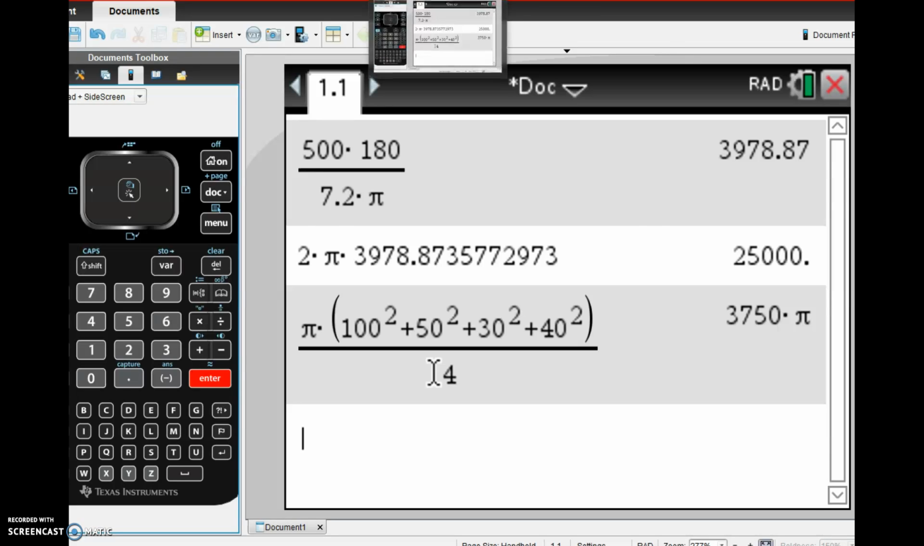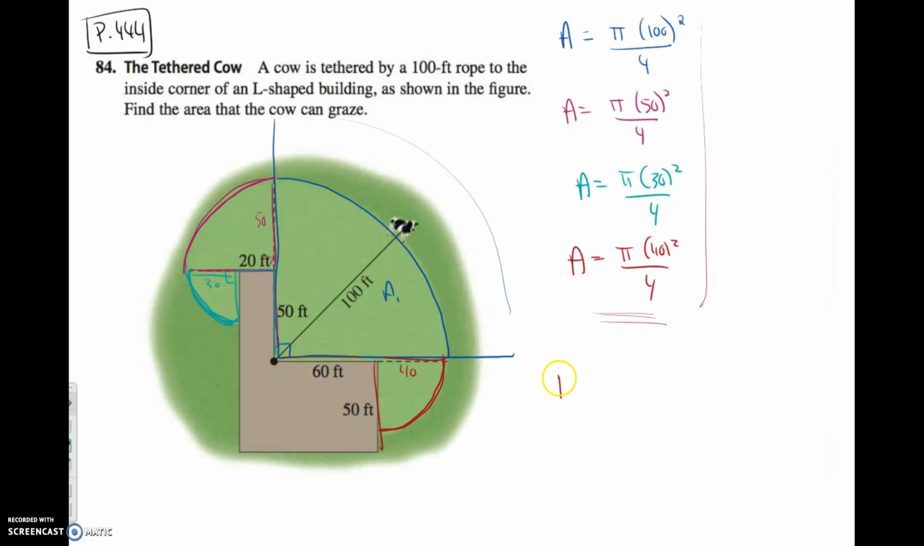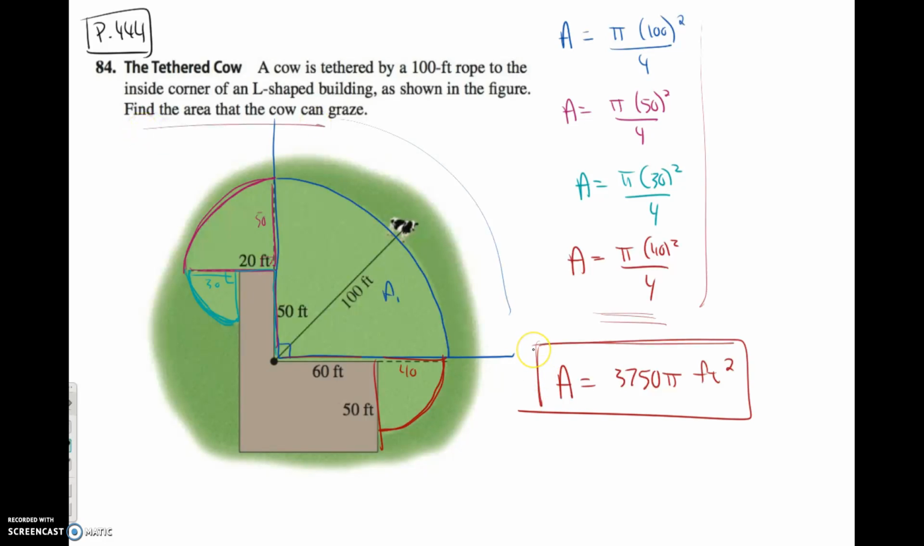3750 pi. The area is 3750 pi, and that would be in feet squared. That would be the answer if they asked for an exact form, or they just said find the area. So this is the answer. You assume they want an exact form.